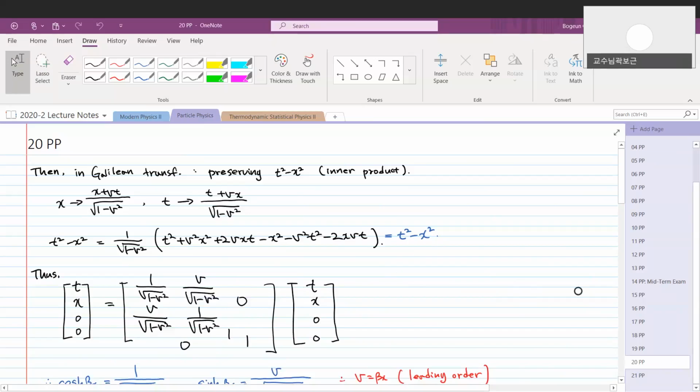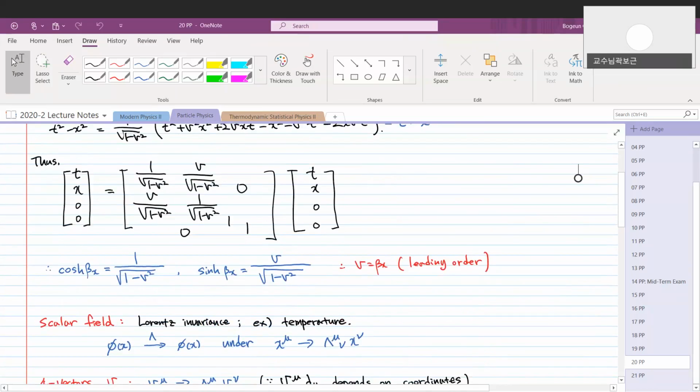So let's start with what we studied before. The Galilean transformation preserves t square minus x square, which is the inner product. According to the Galilean transformation, x changes into something like this, and t changes into something like this. Then their inner products are invariant under the Galilean transformation.